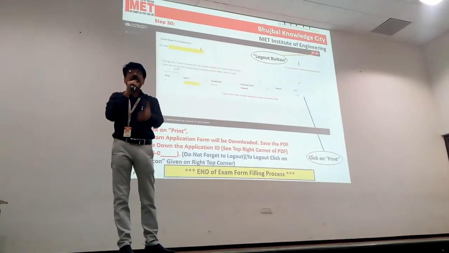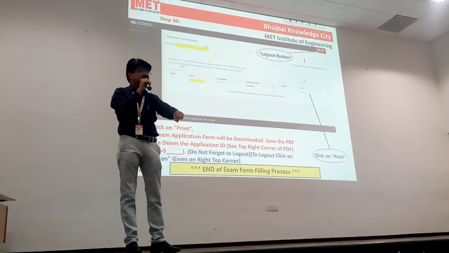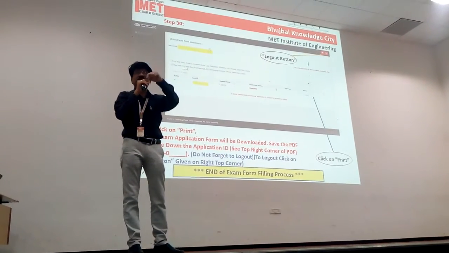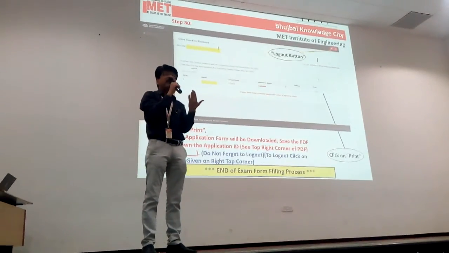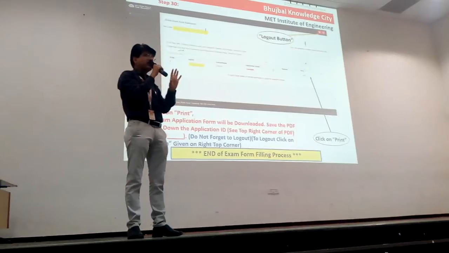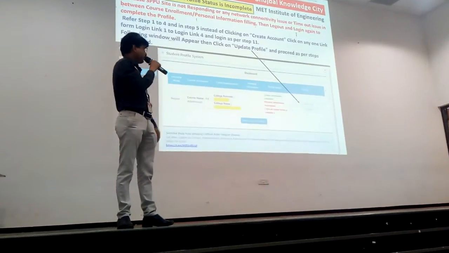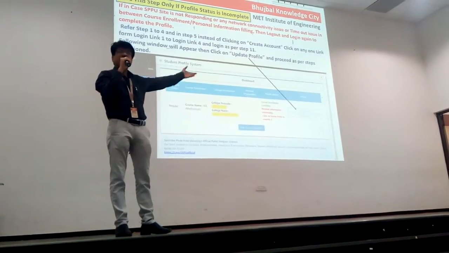Take the printout of that, sign on that, and then go to the class coordinator and take the signature of the class coordinator. He or she will check your forms and then attach a receipt of fees paid. Now the only part remaining is online fee payment or SBI credit. Here, if your profile is incomplete, you can update the profile.